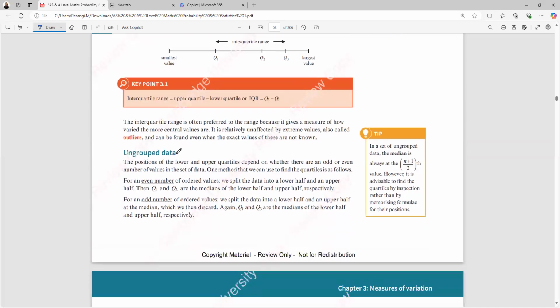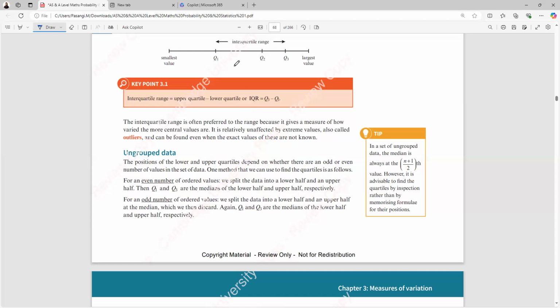Now, for ungrouped data, the positions of the lower and the upper quartiles depend on whether there are an odd or even number of values in the set of data. One method that we can use to find the quartiles is as follows. For an even number of ordered values, we split the data into a lower half and an upper half. Then Q1 and Q3 are the medians of the lower half and the upper half respectively.